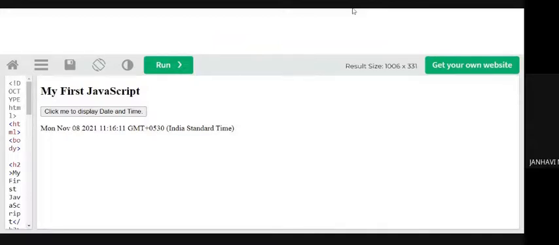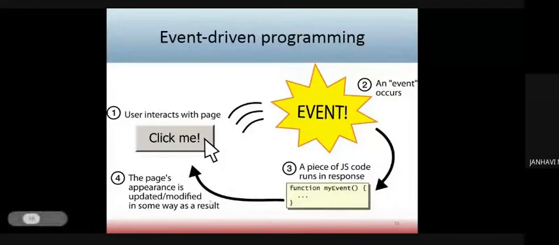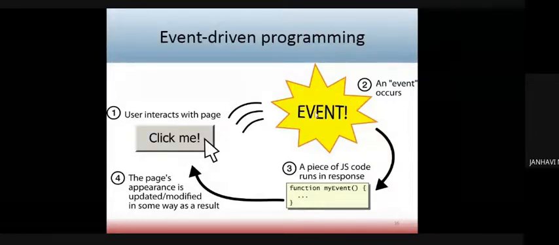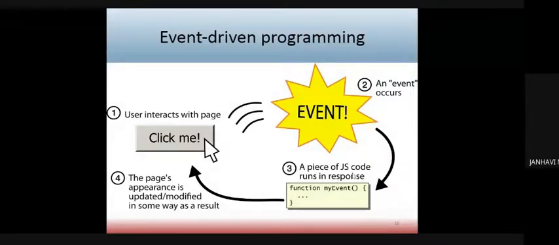Now coming back, what has happened? I clicked that button, so the user has interacted with the page by clicking a button, due to which an event has occurred. The event is to display the date and time. When the event occurs, a JavaScript code runs, in this scenario a function related to date and time. That function runs behind the scenes, and that's why it is not like one more page is getting displayed. On the same page, something gets displayed.